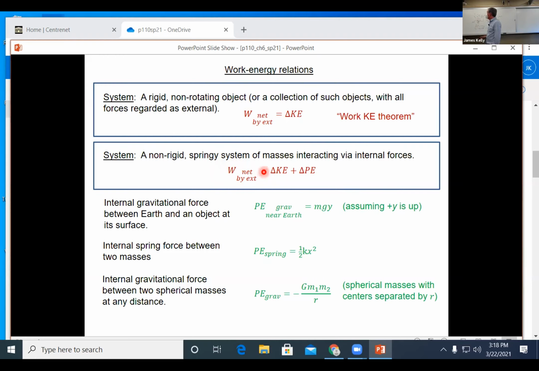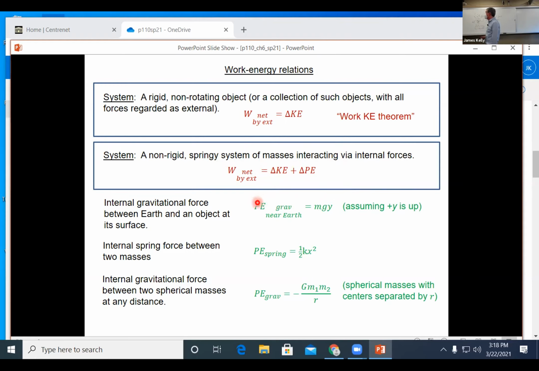And so the net work done by only external forces, we have to be very careful about defining what our system is, is now the change in kinetic energy plus the change in potential energy, where the potential energy is a function that depends on the internal forces for the system we've defined.